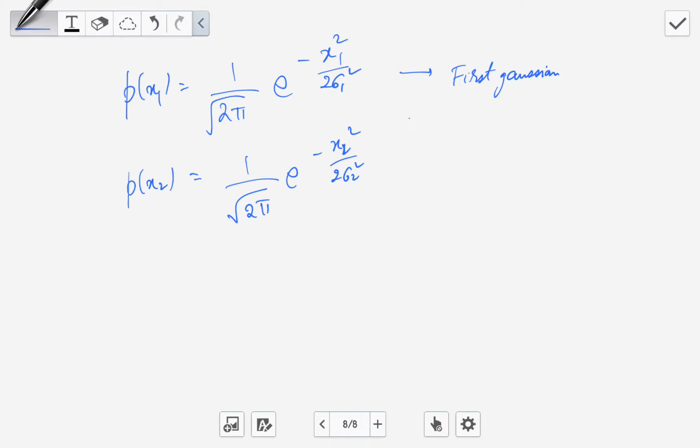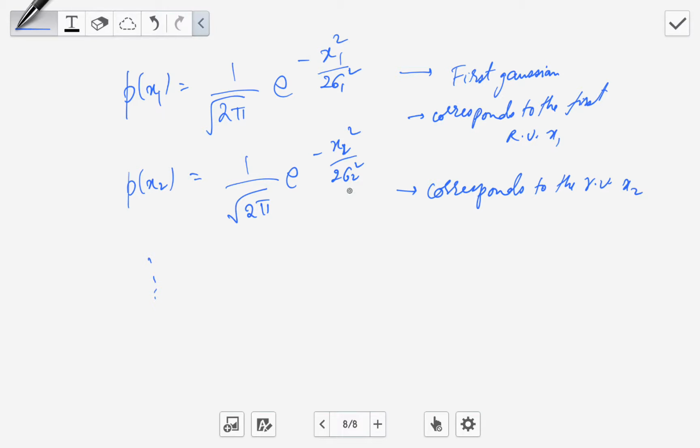So this is our first Gaussian, in the sense it corresponds to the first random variable x1. This corresponds to the random variable x2, so this will be sigma 2. So we go on up to xn, 1 by square root of 2 pi sigma n, e to the power minus xn squared by 2 sigma n squared. Fine.